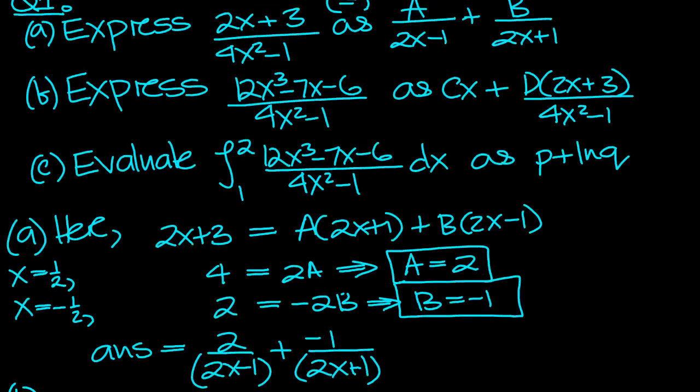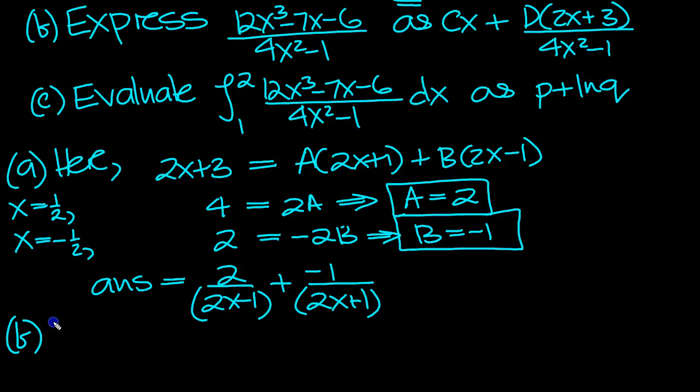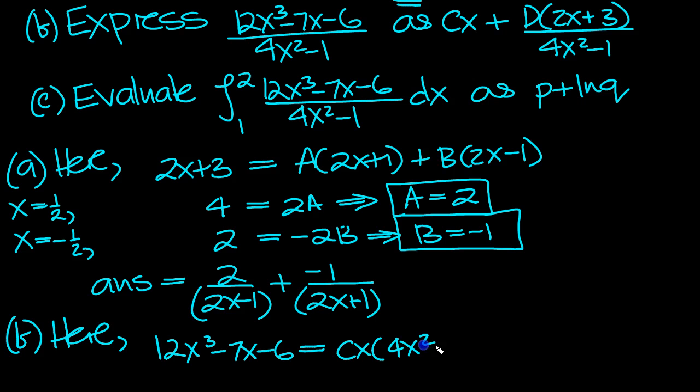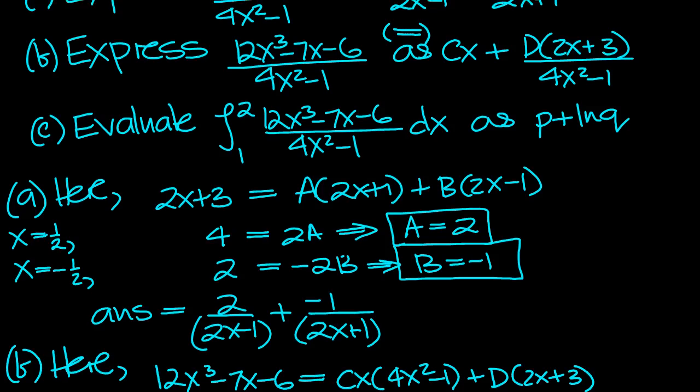Part B then. Let's have a look at this one. Now again, because it's already written out in this form, I'm just going to multiply through and put them as equals, and multiply through by the denominator all the way through. So here, this then, the numerator, must equal cx times the 4x squared minus 1 plus d(2x plus 3), and then we just times it all the way through, didn't we, when we let it equal each other. So that's what we've got then.